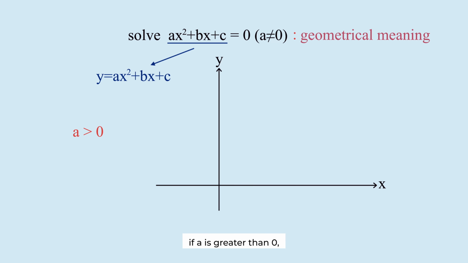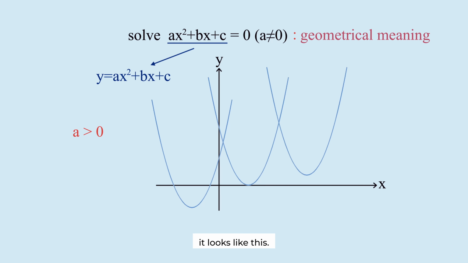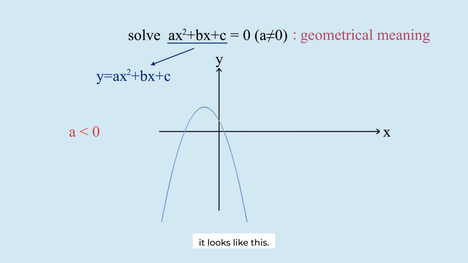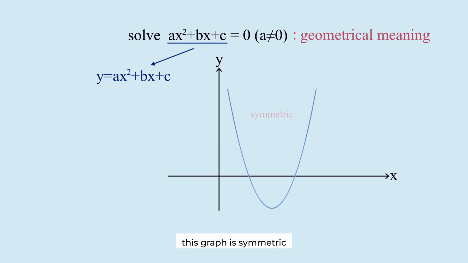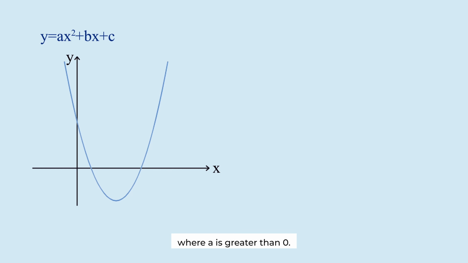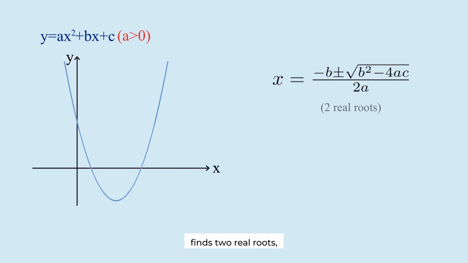If a is greater than 0, it looks like this. If a is less than 0, it looks like this. This graph is symmetric around this axis. It is the axis of symmetry. Let's deal with the case where a is greater than 0. Since the quadratic formula gives two real roots, we consider the case where the two graphs meet at 2 points.